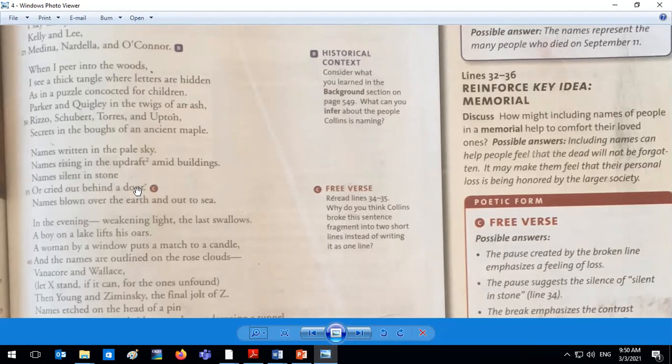Then we have a pause. This here is holding the reader or the audience accountable to having a moment of silence, as a way of respect and showing and honoring the victims of 9/11.